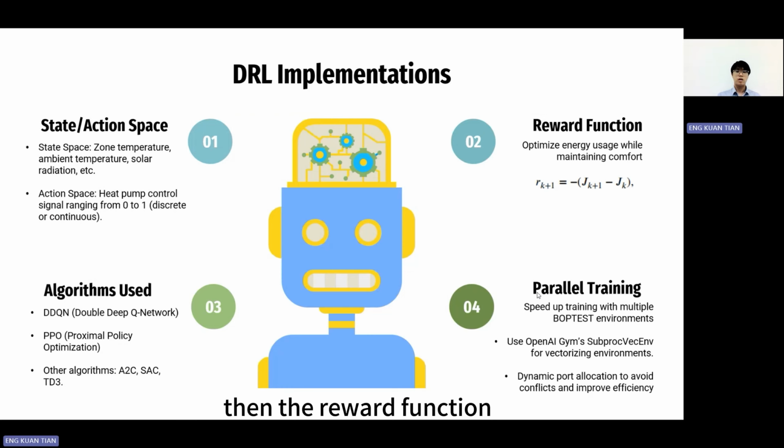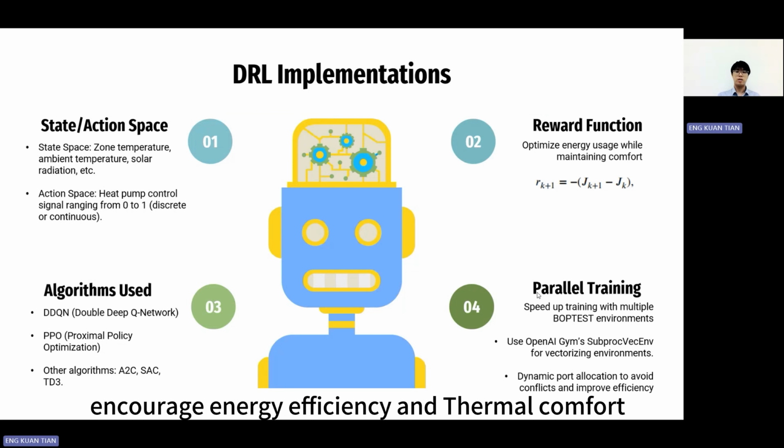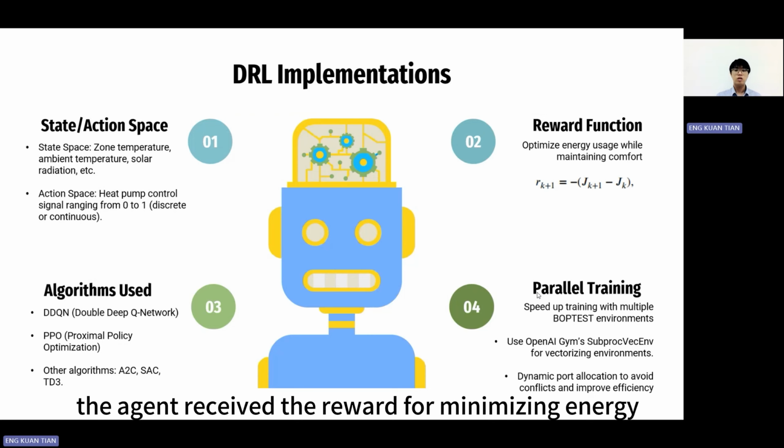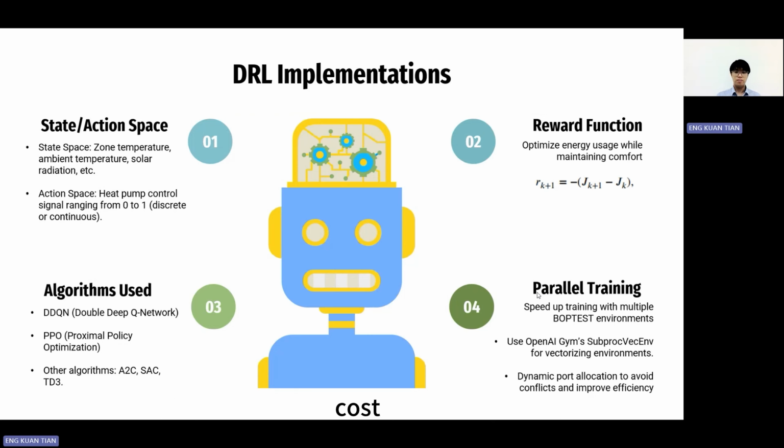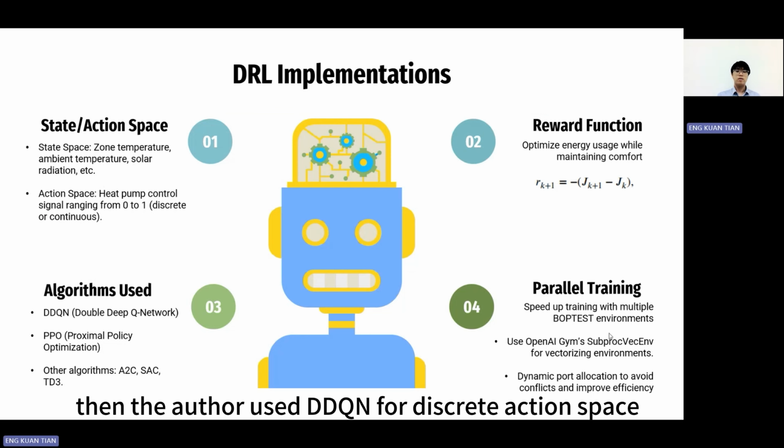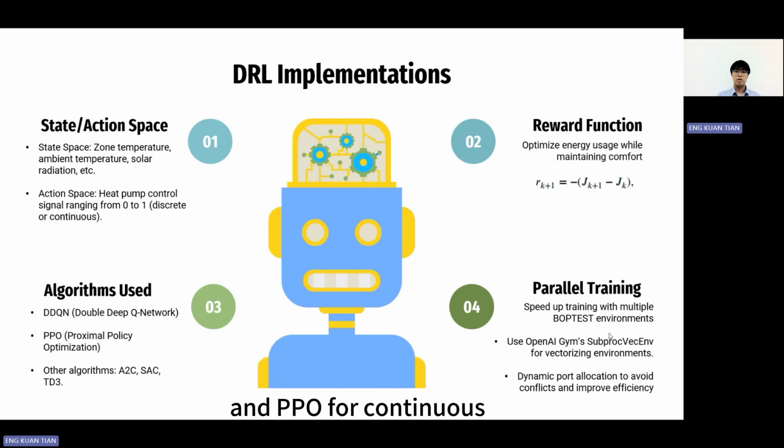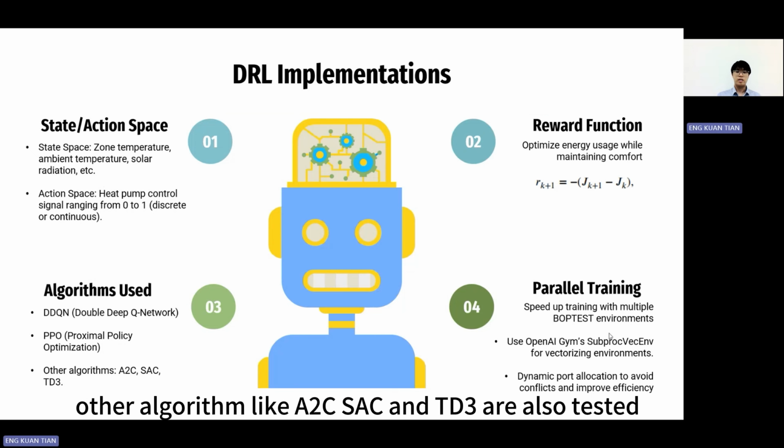Then the reward function encourages energy efficiency and thermal comfort. The agent receives the reward for minimizing energy cost and maintaining the desired temperature. The formula is as follows. Then the author used DDQN for discrete action space and PPO for continuous. Other algorithms like A2C, SAC, and TD3 are also tested.